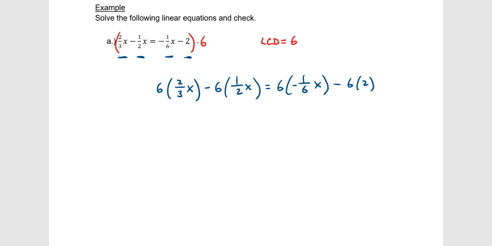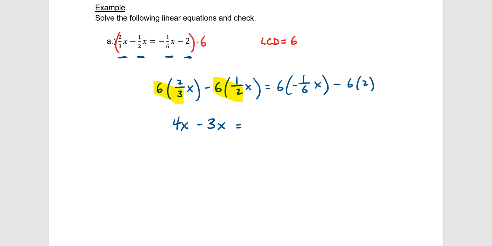So 6 times 2/3 is going to give us 4. So that's 4x. And the way you're going to want to do this for these is use that 6 and try to simplify it using the denominator. 6 divided by 3 is 2. 2 times this 2 is 4. For the next one, we have 6 times 1/2. That's probably obvious. That's 3. So negative 3x.